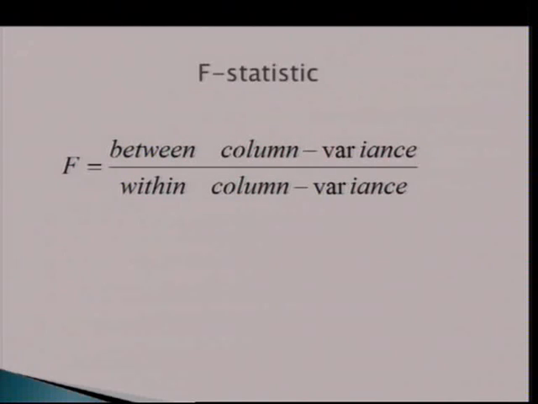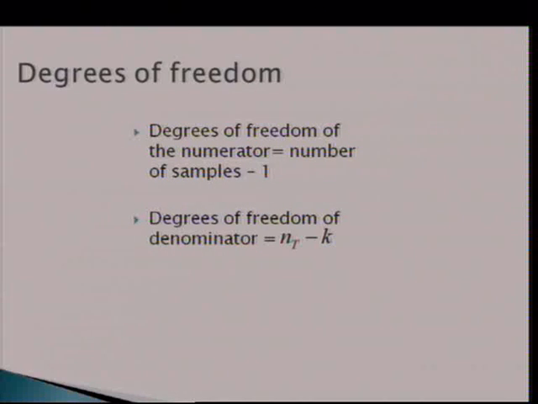The F statistic can be calculated as the ratio of between column variance to within column variance, and here we require the calculation of degrees of freedom. So we require the degrees of freedom for the numerator and denominator separately. For the numerator, it is the number of samples minus 1. If we have taken 3 samples, then the degrees of freedom of the numerator is 3 minus 1, which is 2. And if the total size of the sample is 16, then it is 16 minus 3, so the degrees of freedom of the denominator is 13.